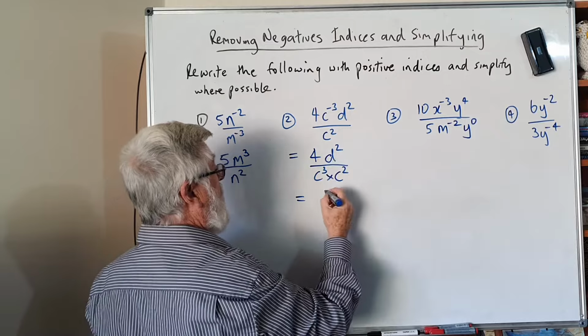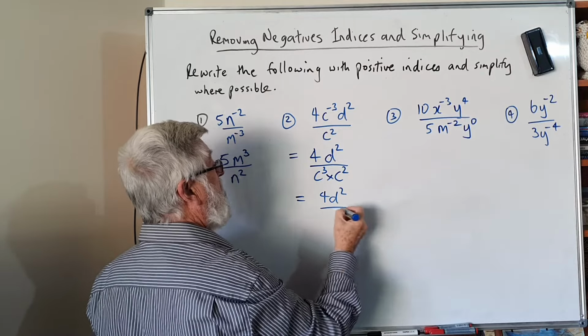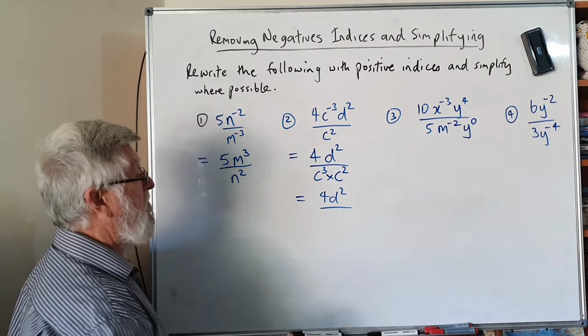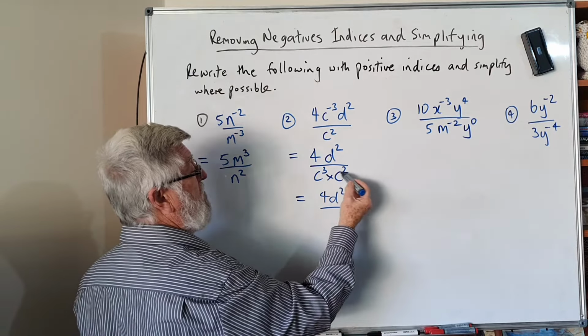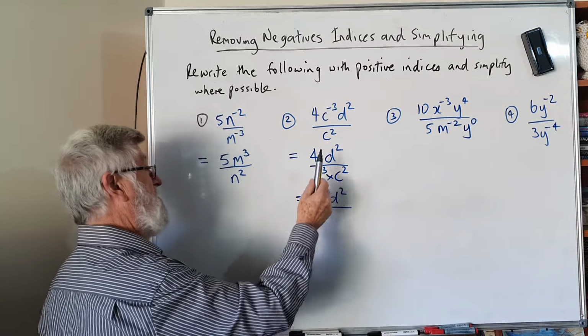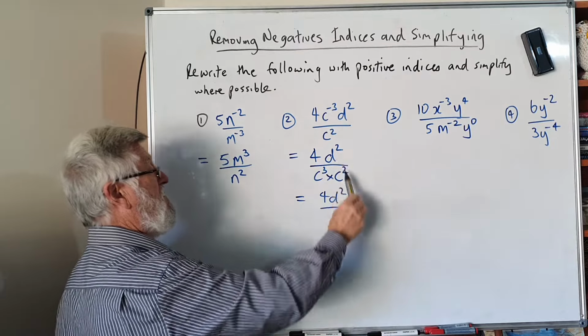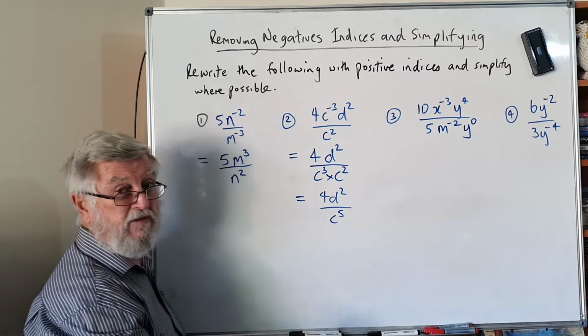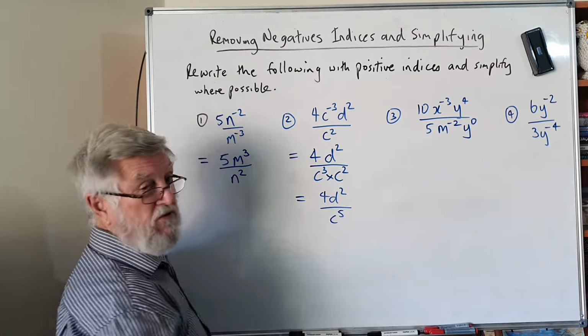So you've got the 4, you've got the d squared. Now all the question said is to get rid of the negative indices and simplify where possible. So when we say simplify, we're talking about those two c's going together. Remember, this is really c times c times c times another c times another c. So really that's c to the 5. And the shortcut is you could have just gone 3 plus 2.